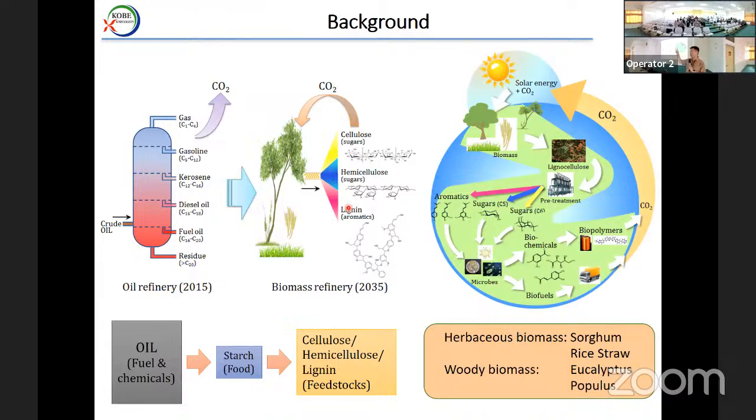Second one is the lignocellulose. Third one is the plant oil, such as palm oil or coconut oil. But in the case of the lignocellulose, there are three main components: cellulose, hemicellulose, and lignin.